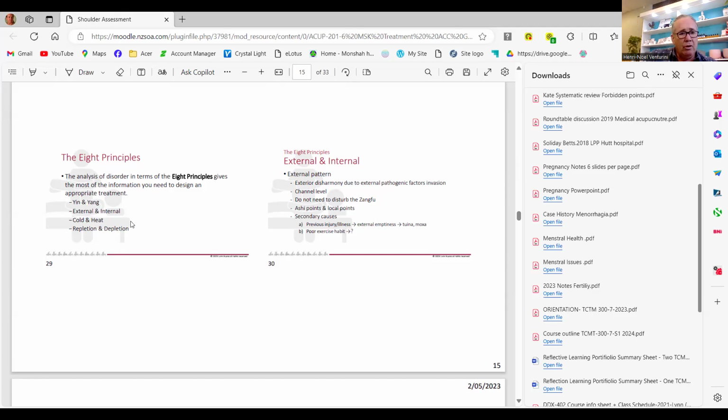If you observe that, then that also gives you the treatment. So for example, if it's a yin deficiency, I'm going to nourish blood. If it's a yang deficiency, I'm going to tonify qi. So does that make sense? If it's cold, I'm going to warm. If it's heat, I'm going to cool. If it's repletion, I'm going to deplete. If it's depletion, I'm going to replete. So once you identify those 8 principles, it really helps with your diagnosis.